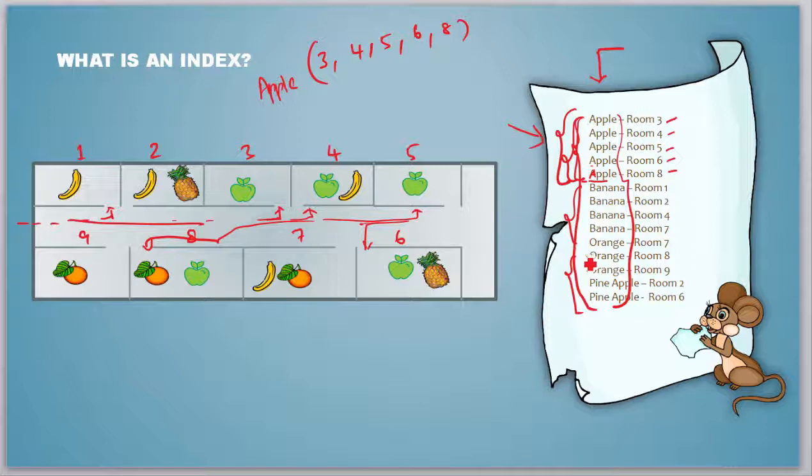So like that, if someone says, can you find out where pineapples are there? Again, I'll look into this piece of paper. I'll go up to P. Okay, pineapple, room number 2 and 6. I'll just come and tell, yeah, row number 2 and 6.